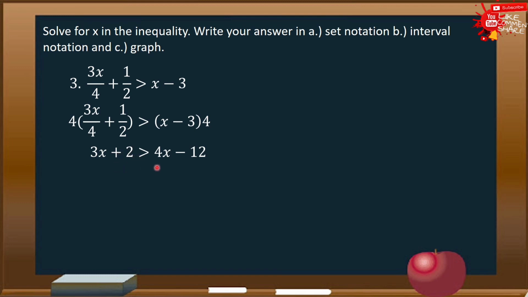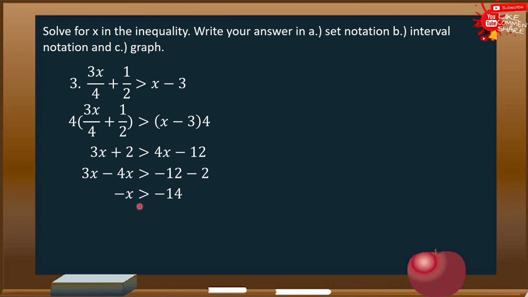And then, the constant on the right side. So, it will become 3x minus 4x, so the opposite sign of 4x, then copy negative 12, then plus 2, so it becomes minus 2 or negative 2. Then combine similar terms, so what is 3x minus 4x? So we have negative x is greater than negative 12 minus 2, or negative 12 plus negative 2, is negative 14.